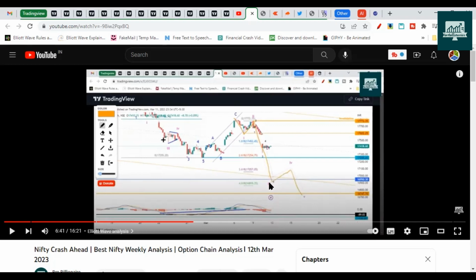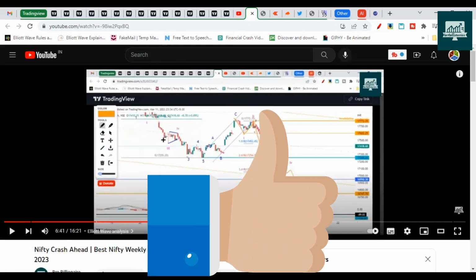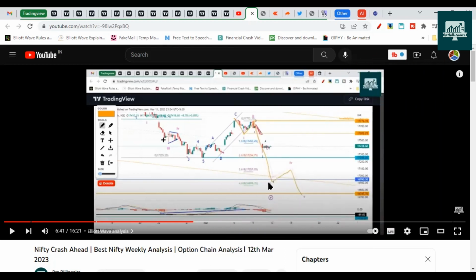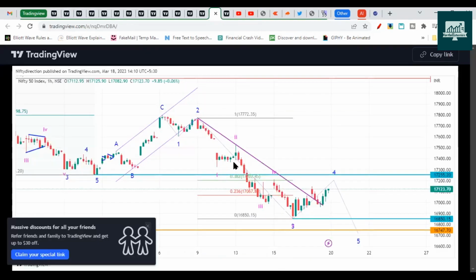Right now it has given two indecision candles. It didn't make a new low in the last two sessions. So we could expect a small pullback. What is that pullback level? Let's check that with the charts.